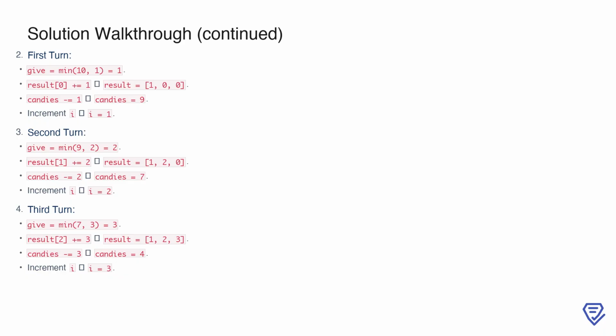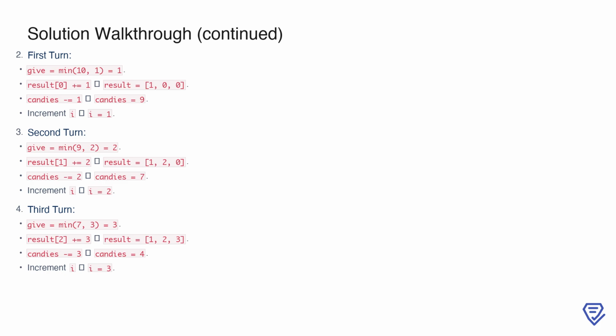On the second turn, give equals min(9, 2) equals 2, so we give 2 candies to the second person, updating result[1] to 2 and leaving 7 candies. For the third turn, give equals min(7, 3) equals 3, and the third person receives 3 candies, updating result[2] to 3. This reduces the candies to 4.